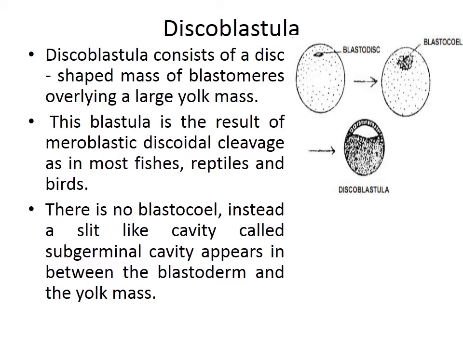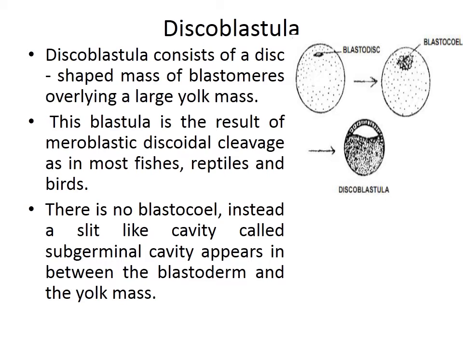You have seen the discoblastula, where discoidal cleavage results in what is known as discoblastula. This blastula is a result of meroblastic discoidal cleavage, and in most fishes, reptiles and birds this occurs. There is no blastocele. Instead, a slit-like cavity called subgerminal cavity appears in between the blastoderm and the yolk mass. The yolk mass remains without dividing. Only the upper layer near the animal pole starts division.